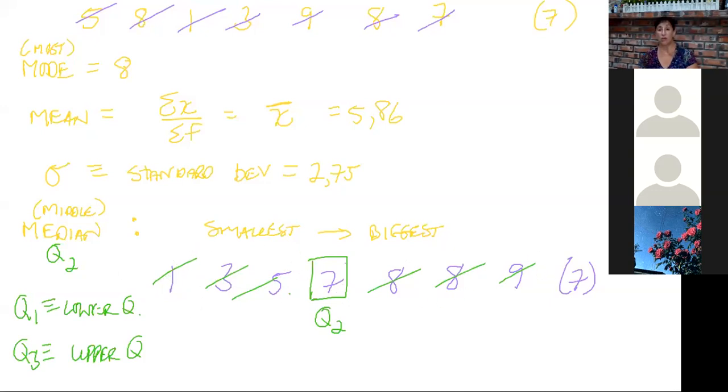So let's stick to what we did first. We cancel from each side. So there, and then you're left with 3. That is Q1. And the same here, cancel 1 from each side, and you're left with 8, which is Q3. And therefore, we get what we call the interquartile range. It is Q3 minus Q1. 8 minus 3, which is 5. Okay.